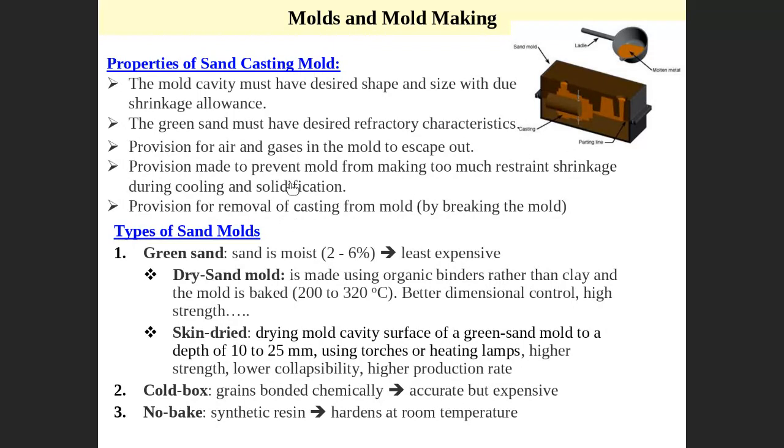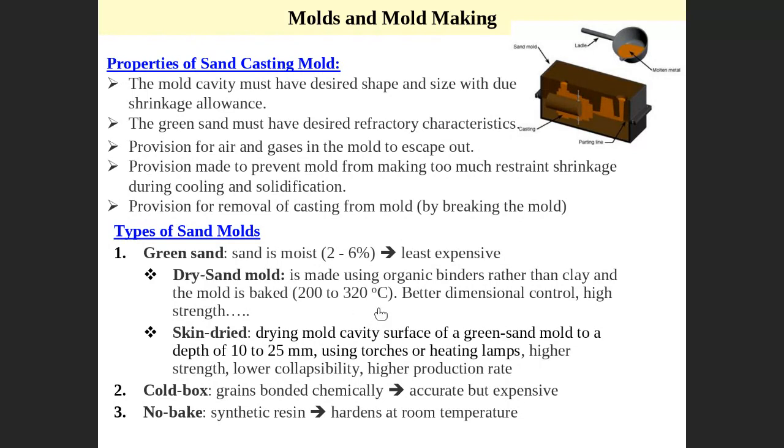This is a conclusion. Types of sand mold, where sand is used in molding. We have green sand, dry sand mold, skin dried, cold box, and no bake. These are the sand types. Green sand, you know, is sand with moisture, about 6%. You add clay to the sand. As we described, it is a green sand.